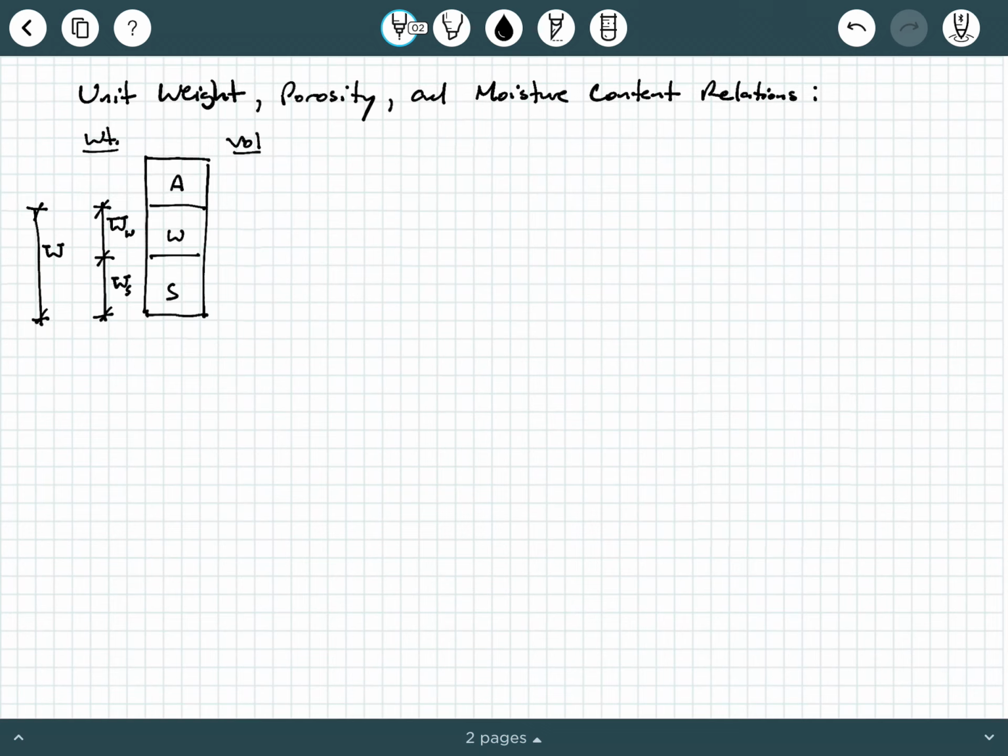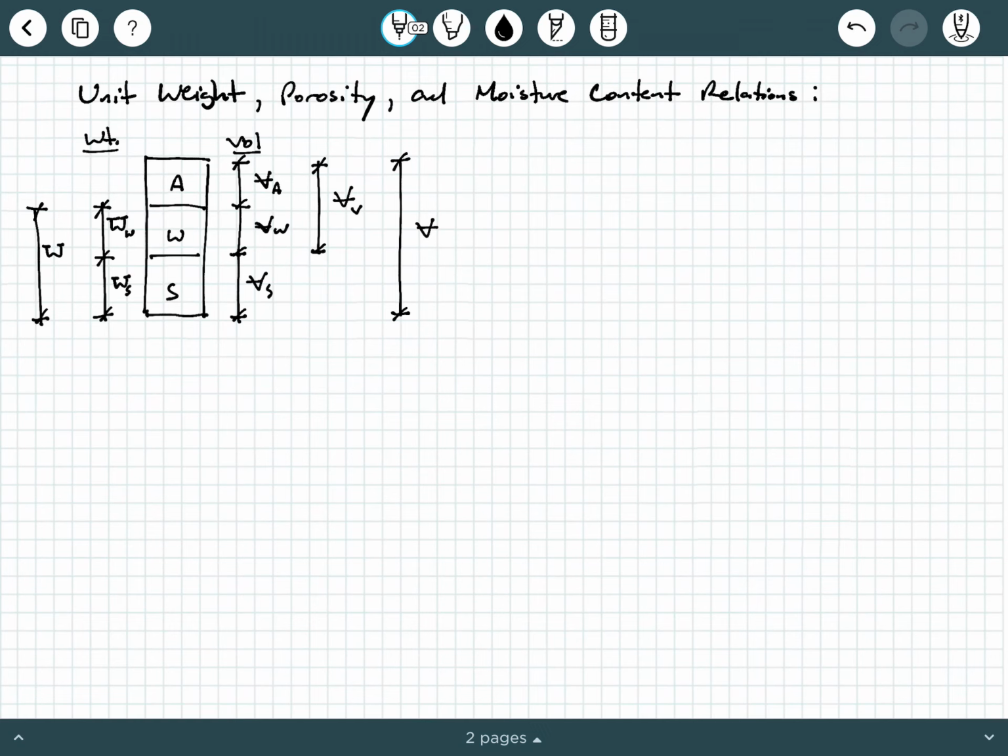we are going to have a volume of air, volume of water, and if we combine those two, what do we get? Volume of voids. And then down here, of course, we have volume of solids. And then our total volume is just V right here, okay? So to get this started, again, we're trying to create some relationships between unit weight, porosity, and moisture content.